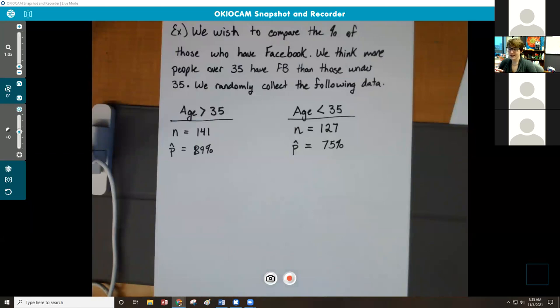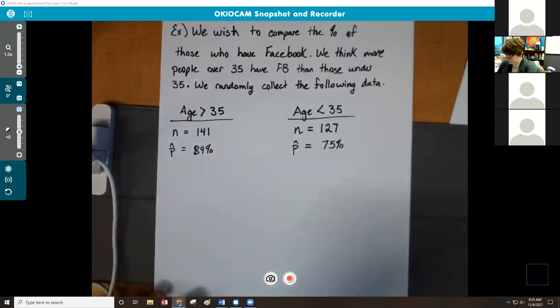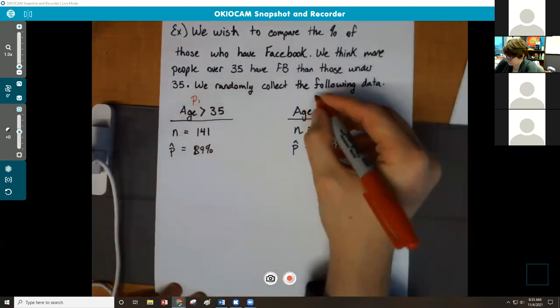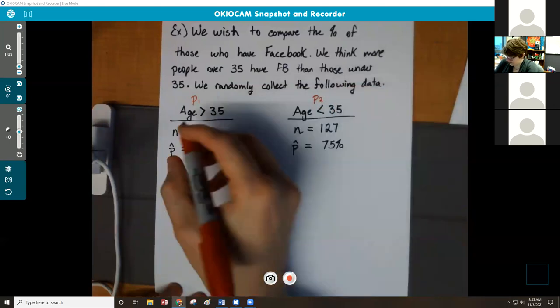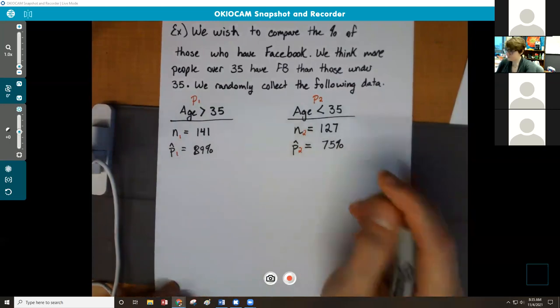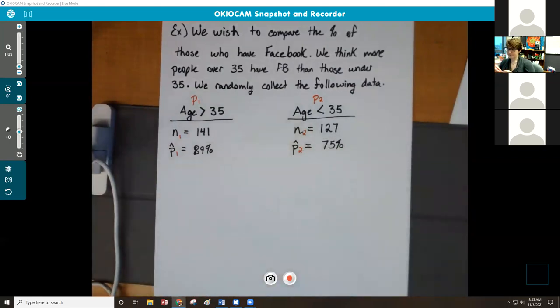So the first thing that we should do is decide who's going to be our sample one and who's going to be our sample two. So I'm going to say that this group is my sample one. I'm going to say that this group is my sample two. Don't ever change your sample one or your sample two or mix them up while you're doing your statistics, or else you will get a totally different, wrong answer.